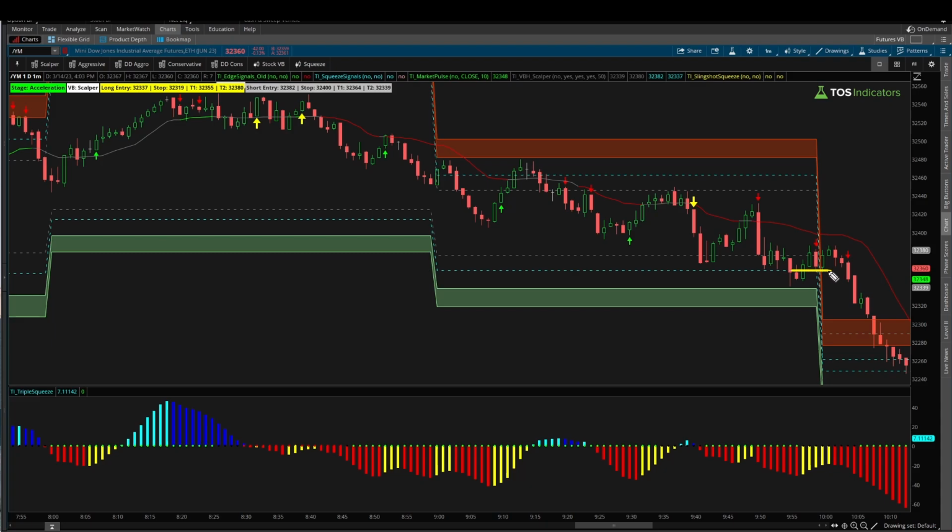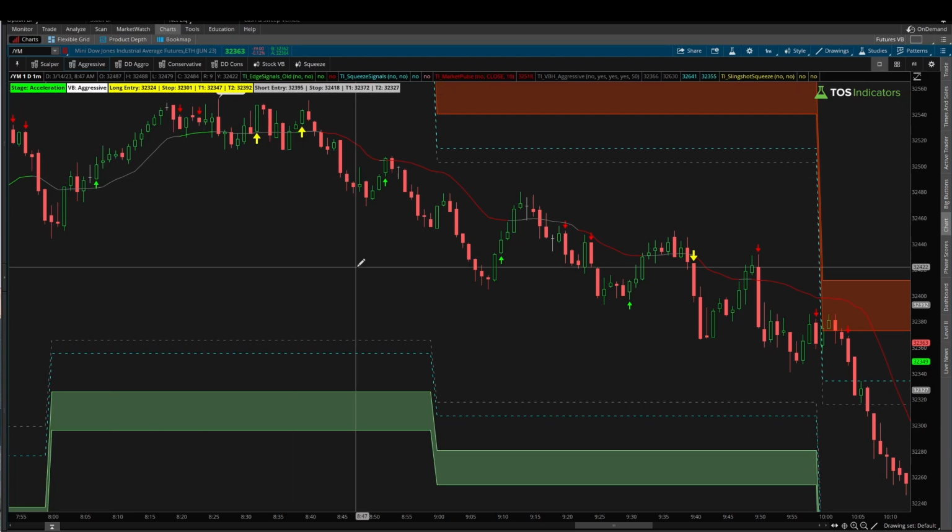You can see that the buyers tried, failed, and then we had price action break outside of our clouds. Once that happens, that's our sign that, hey, now the scalpers are no longer doing a good job of containing volatility. We switch over, we adapt to volatility, and we switch to the aggressive volatility box.